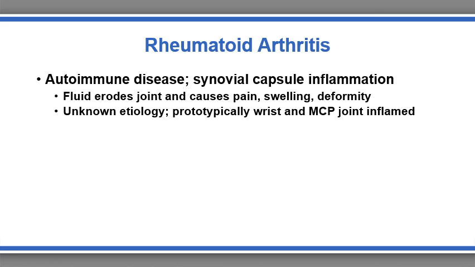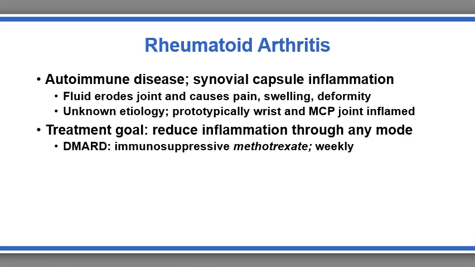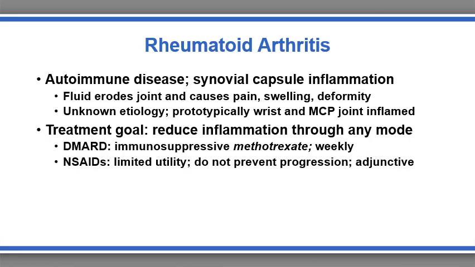So the wrist and the MCP joints will get very inflamed. Again, the treatment here is to just reduce inflammation in any way possible. So some of the options, and again, these are just options for you to be aware of and be able to recognize. So the disease-modifying anti-rheumatic agents. So these, again, are specifically to suppress the immune system. So methotrexate is one of the more common DMARDs that are available.